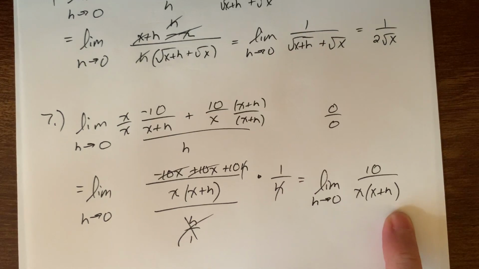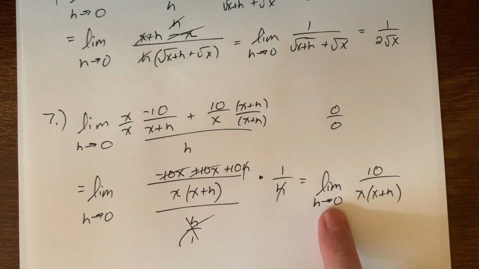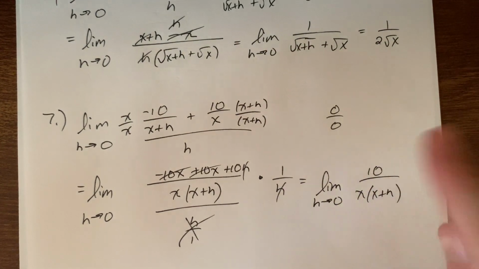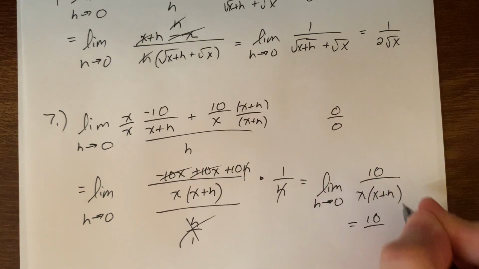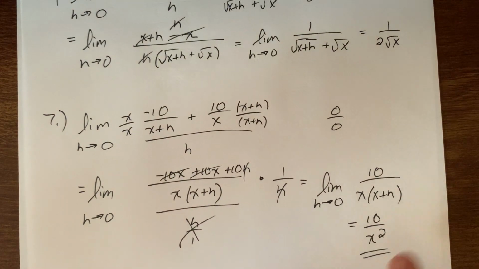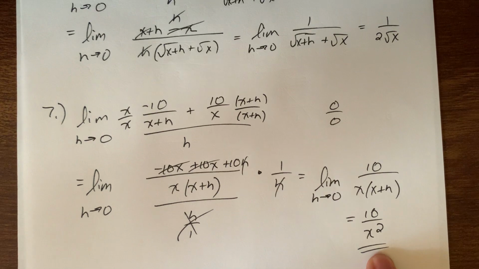And I'm finally ready to take the limit again. As h goes to 0, that's 0. So I get 10 over x times x, 10 over x squared.